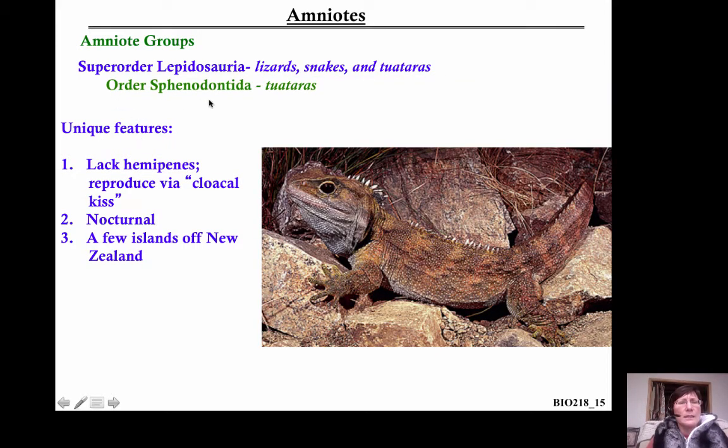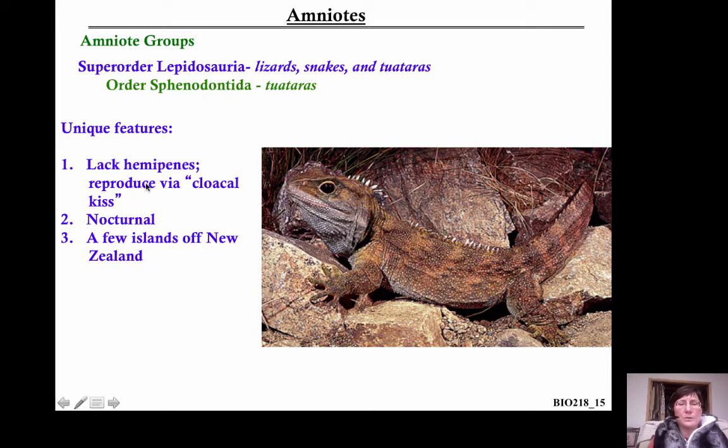So let's go into the two orders within the Lepidosauria. The first is the order Sphenodontida, and those are the tuataras. Depending on who you talk to, there are only a few species of tuataras. Most people recognize two. These are really bizarre lizards in that, for all intents and purposes, externally they look just like a lizard, so you might question why they aren't considered lizards. But one of the big features that lizards and snakes possess that tuataras lack are hemipenes, and I'm going to show you some pictures of those in the next slide.